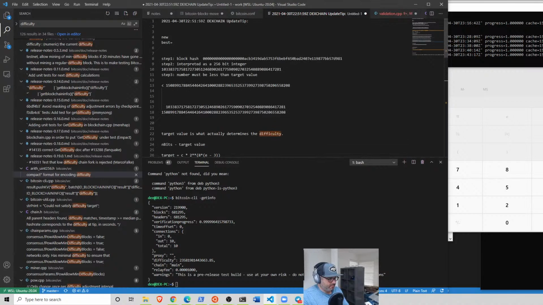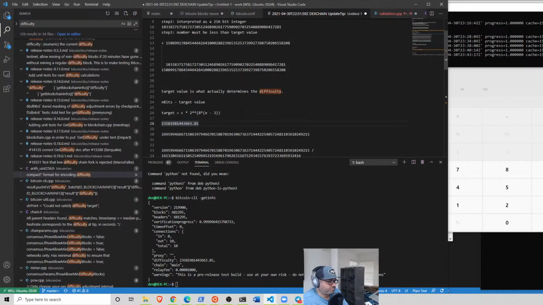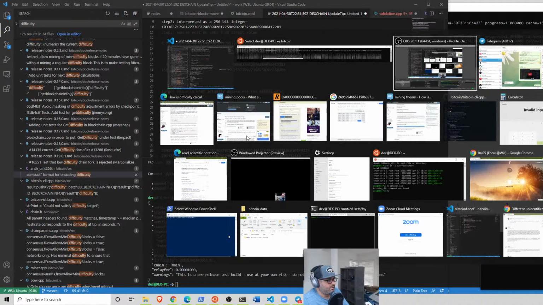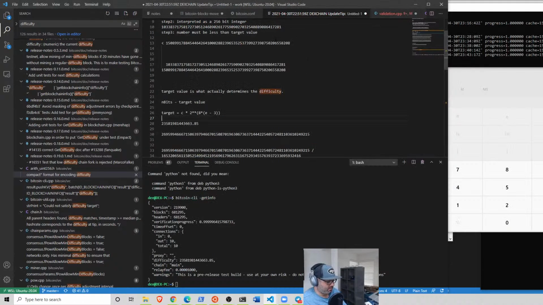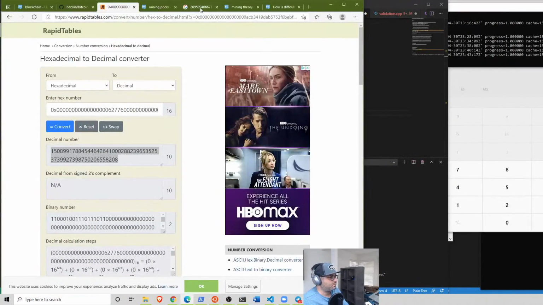And it turns out that the difficulty number is a number that is not directly, I don't know exactly what the difficulty number is, but it comes from the target hash that you're trying to reach. And somehow the difficulty turns that number into something else.